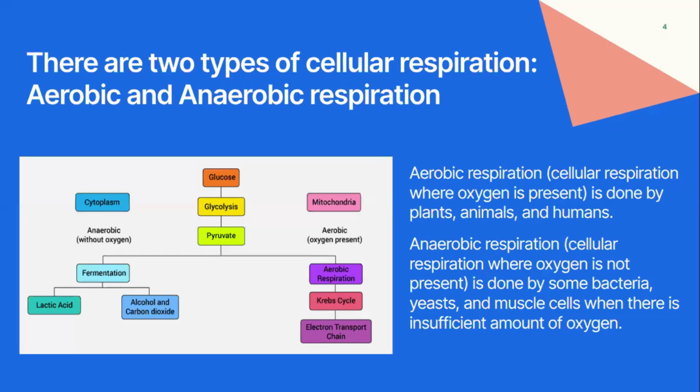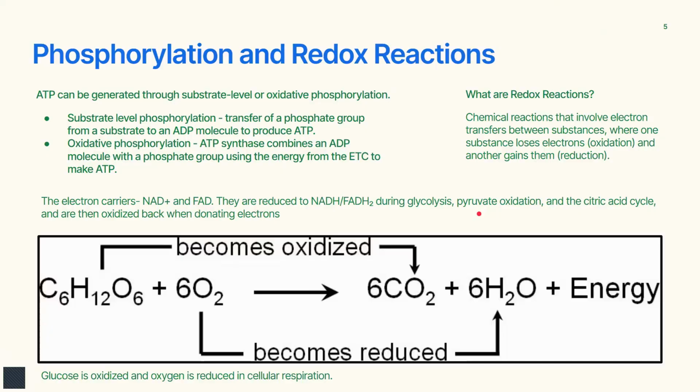There are two types of cellular respiration: aerobic and anaerobic respiration. Aerobic respiration occurs when oxygen is present, and it is done by plants, animals, and humans. Anaerobic respiration, however, occurs when oxygen is not present. It is done by bacteria, yeast, and muscle cells when there is an insufficient amount of oxygen. Here is a small diagram that we're going to break down later throughout this video.